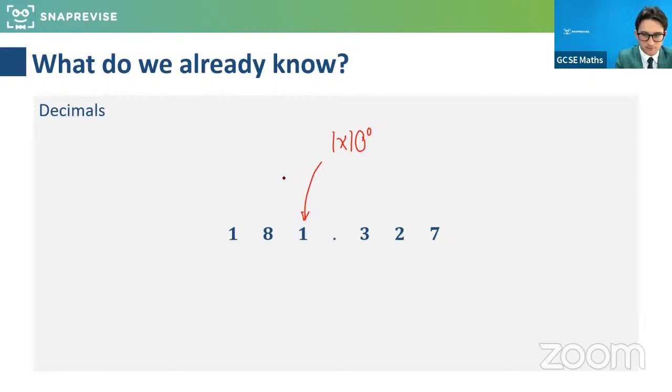So this kind of ties in with standard form. 8 is basically representing 80. So 8 times 10 to the power of 1. And then we've got 1 lot of 100. So 1 times 10 to the power of 2.